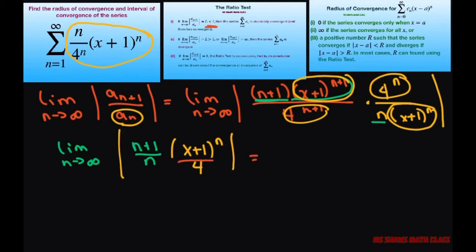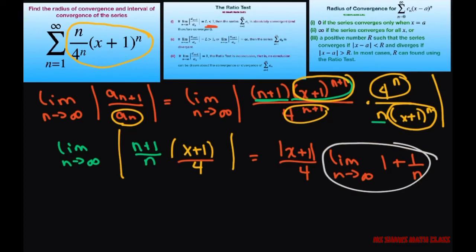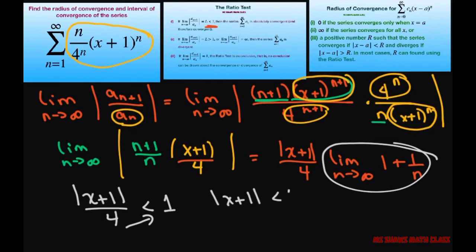All right, so now we can pull this out. So this is going to equal the absolute value of x plus 1, this is just to the 1, sorry, the absolute value of x plus 1 divided by 4 times the limit as n approaches infinity of 1 plus 1 divided by n. So this just equals 1. So we want the absolute value of x plus 1 divided by 4 to be less than 1. Or you could say, cross multiply, the absolute value of x plus 1 has to be less than 4.